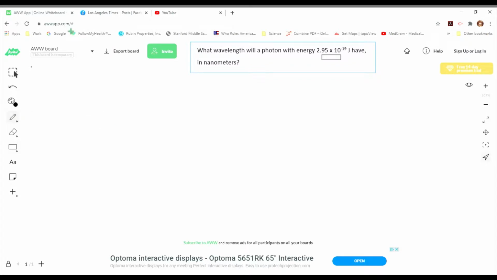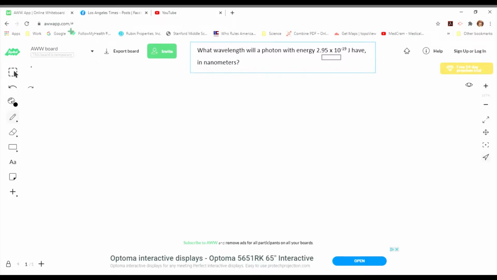All right, let's go ahead and take a look at this one. What wavelength will a photon with energy 2.95 times 10 to the minus 19 joules have in nanometers? Nanometers are very common because a nanometer is a billionth of a meter, and a lot of light, well, all of light actually, is in a few hundred nanometers. So instead of saying some 150 times 10 to the negative 7 meters, we just say nanometers. So let's go ahead and figure this out.